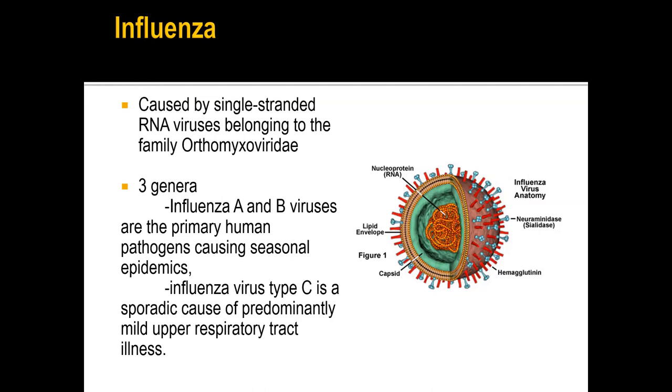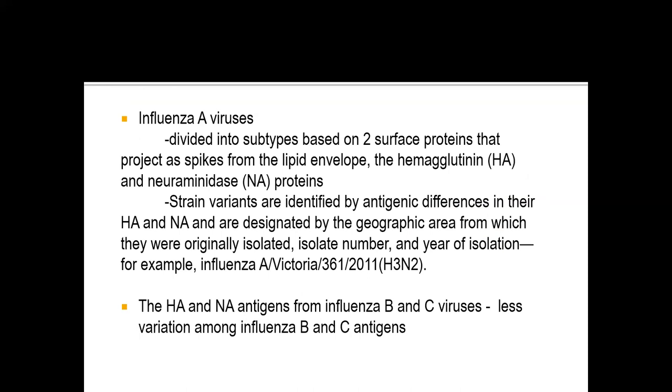As we can see in the structure of influenza, we can notice two different spike proteins, hemagglutinin and neuraminidase. Based on the antigenic variations in hemagglutinin and neuraminidase, different subtypes of influenza virus can emerge. To name these subtypes, whenever they isolate one, first they mention influenza A or B, then the geographical area, then the isolate number and the year of isolation, and then the type of hemagglutinin and neuraminidase. The HA and neuraminidase antigens from B and C have less variation.